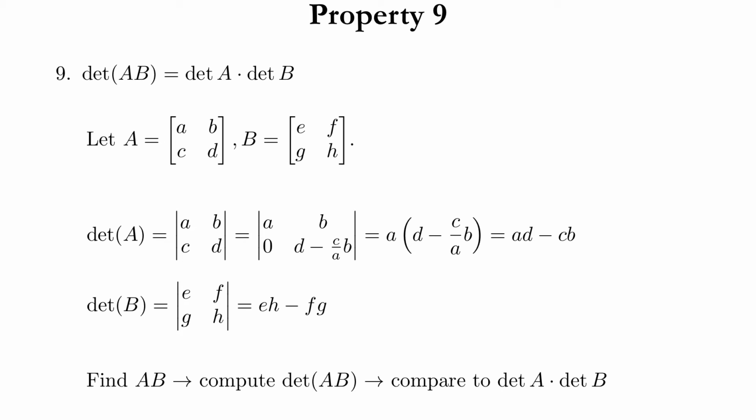Now, as I said, I am not going to really prove this property, but here's how you can continue. What you could do is multiply A times B and get an expression for AB. Then you could compute the determinant of AB, and then compare it to the determinant of A multiplied by the determinant of B from the determinants we just computed above.